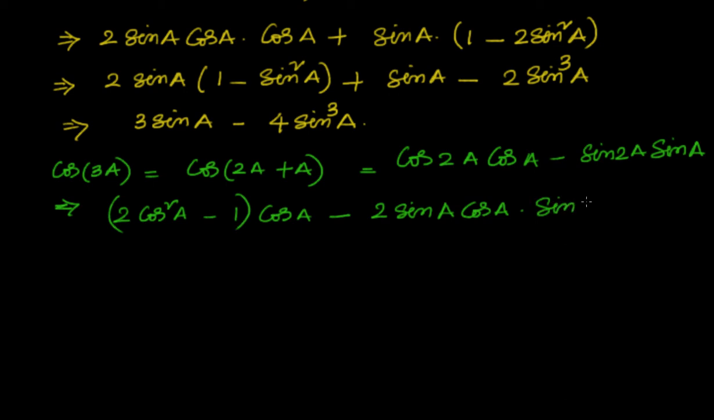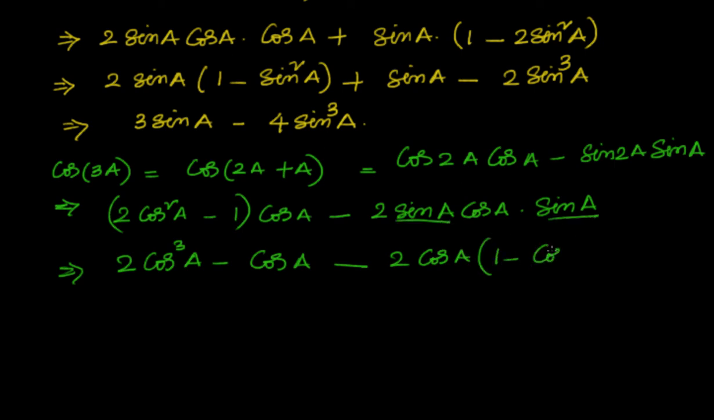into sin A. Now the whole idea is to keep everything in cos, so I will convert these into cos. This is nothing but 2 cos cube A minus cos A minus 2 cos A into sin A into sin A, which is sin square A, which I can write as 1 minus cos square A. So if I simplify that, 2 cos cube A plus 2 cos cube A, that is 4 cos cube A minus 3 cos A.